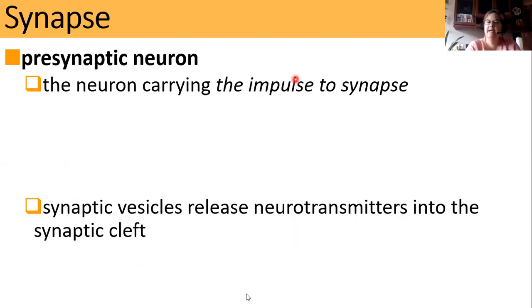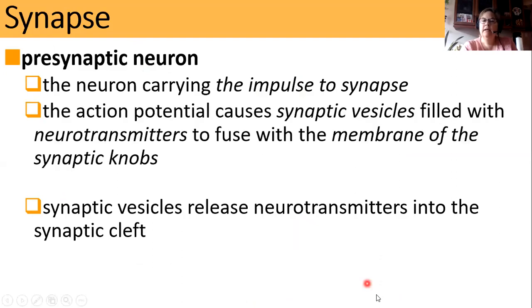So the neuron carrying the impulse to the synapse is the presynaptic neuron. Okay. That action potential causes the synaptic vesicles, which are filled with neurotransmitters, to fuse with the membrane at the end of the synaptic knob.